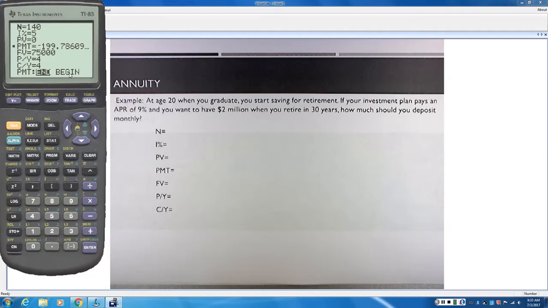So let's see what we've got here. At age 20, when you graduate, you start saving for retirement. If your investment plan pays an APR of 9%, and you want to have $2 million when you retire in 30 years, how much should you deposit a month? Now remember, you're starting at age 20, so you've got a long time. So you're going to retire in 30 years.